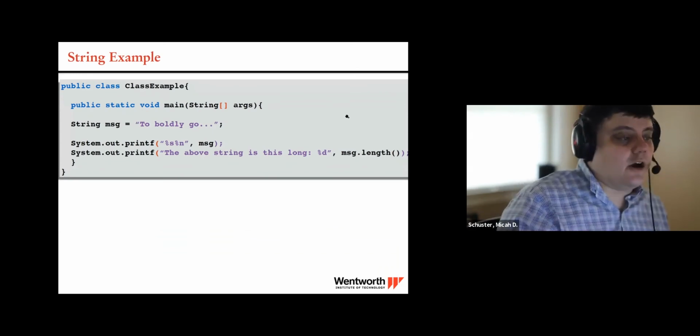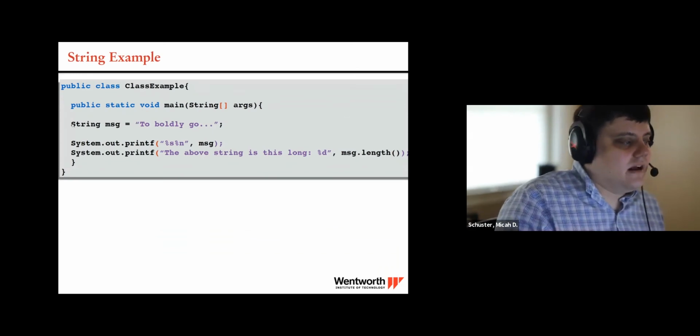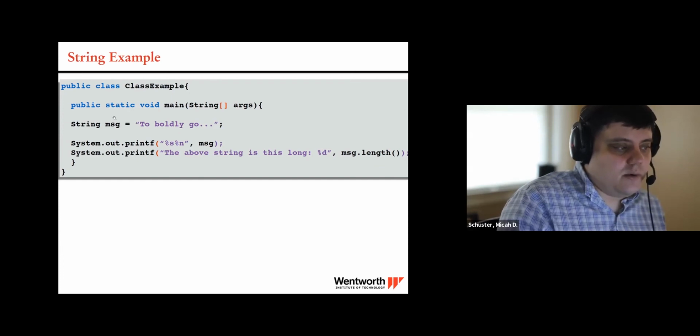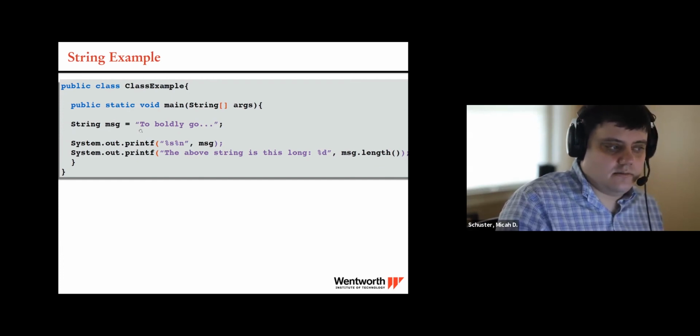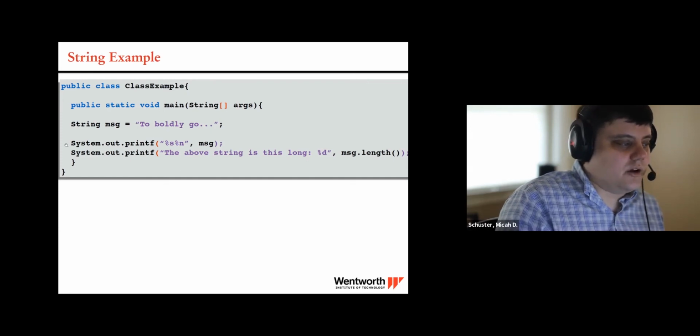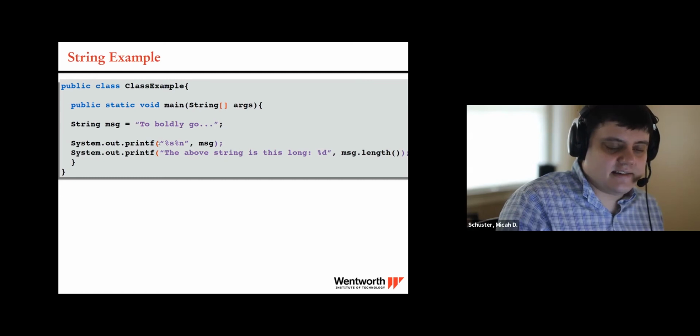So here's a quick example of that. You can create a string as a variable. You just use a capital S String. So this one here, "to boldly go". You can print out a string by using %s. And then if you want to know how long the string is, notice I use a %d, but I say my message, my string, dot length.